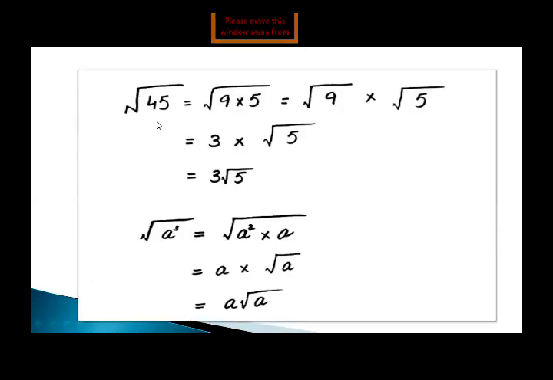For example, under root 45 means square root of 45. When we factorize 45, it breaks into 9 multiplied by 5 inside the radical sign. Or we can write it as under root 9 multiplied by under root 5. The square root of 9 is a perfect square number, so it can be extracted out from the radical sign in the form of 3. Whereas 5, which is also inside the radical sign, is not a perfect square number. We are unable to get an identical pair of factors, so it will remain the same.